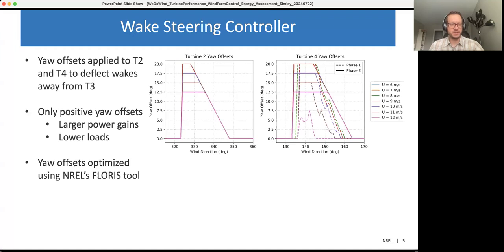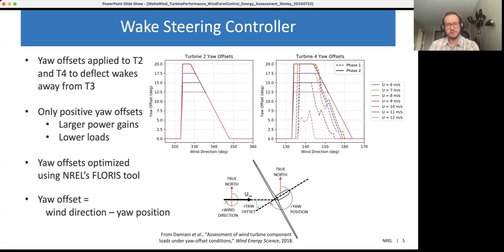And then these offsets were optimized using NREL's open source FLORIS wind farm control and wake modeling tool. And then the offsets were simplified a little bit. So they had this nice linear ramp down from our maximum allowable offset of 20 degrees down to 0.